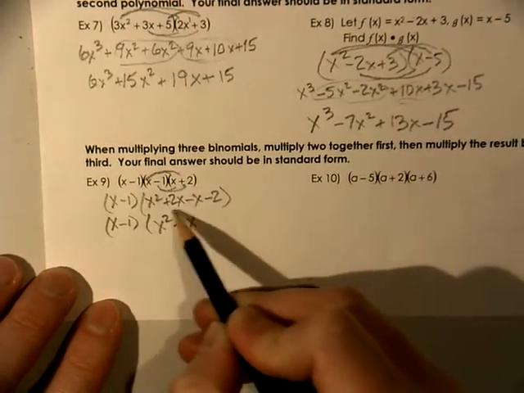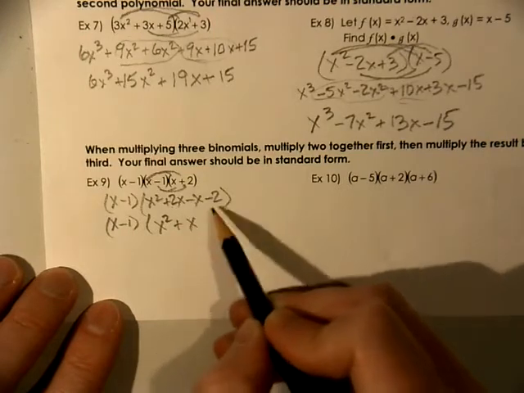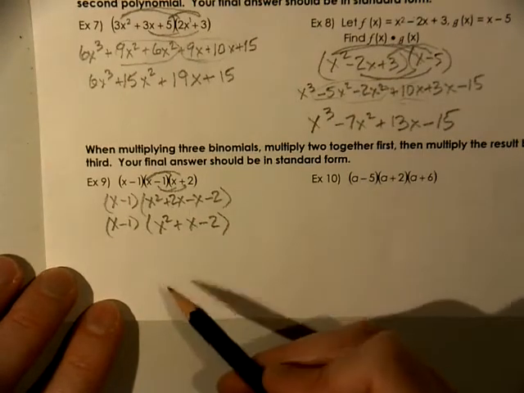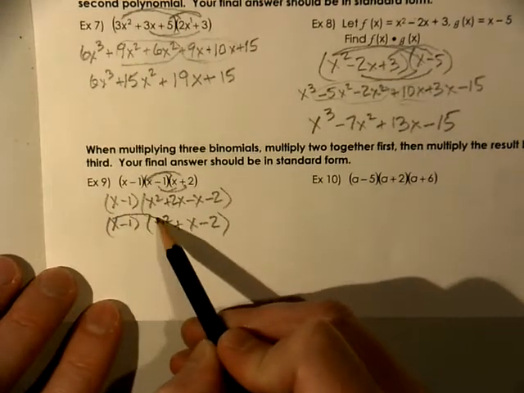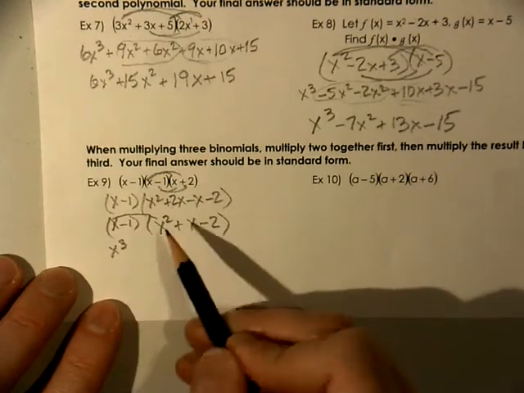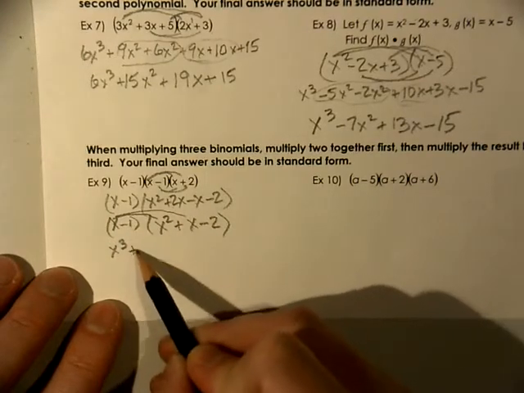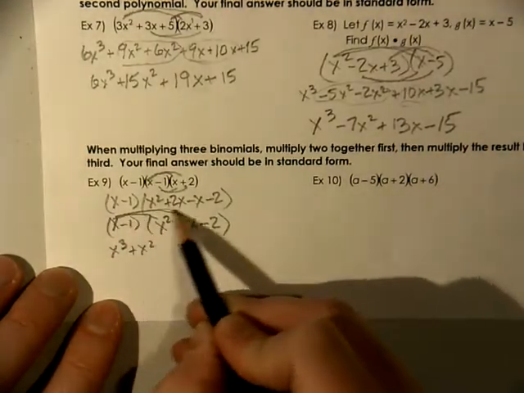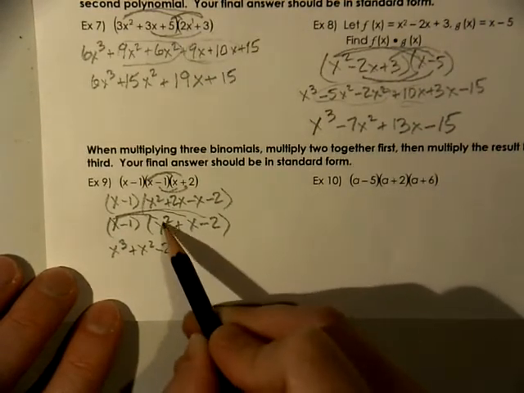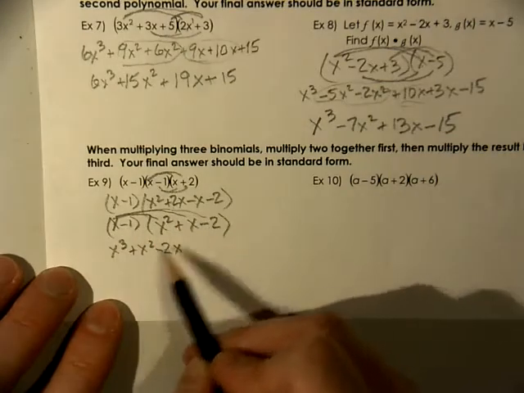In the middle, I have a positive 2 and a negative 1. You do not change exponents when you're adding or subtracting. Now it's just like the previous problem we did. We'll take our first term. So x times x squared gives us x cubed. X times x gives us x squared. X times negative 2 gives us negative 2x. Notice the degree always goes up 1 when you multiply by x.